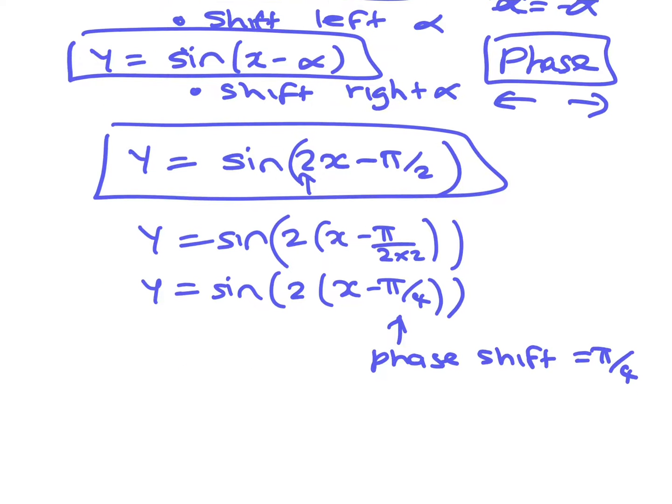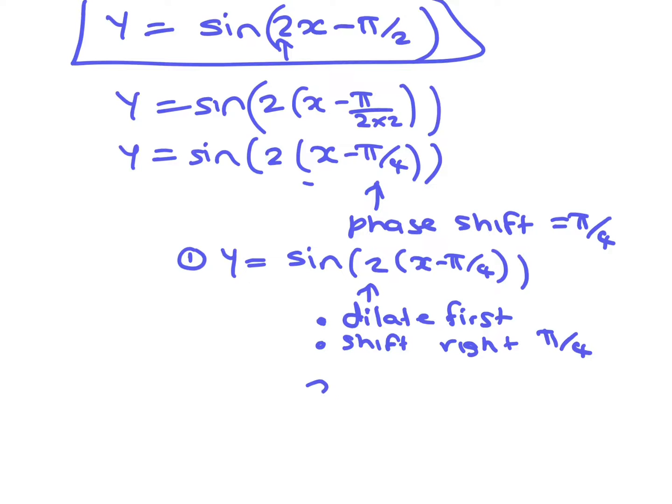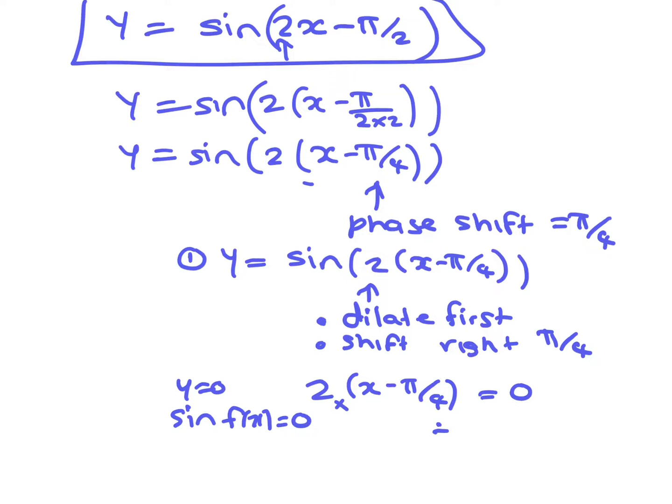So if you were sketching it, you could do this in 2 ways. If you're going to sketch it in this order, you dilate first, and then you shift to the right pi on 4. It's as if you were solving this equation for 0, and that's one way of checking, because when y equals 0, the sine of the function will equal 0. So when you solve that, you divide by 2.